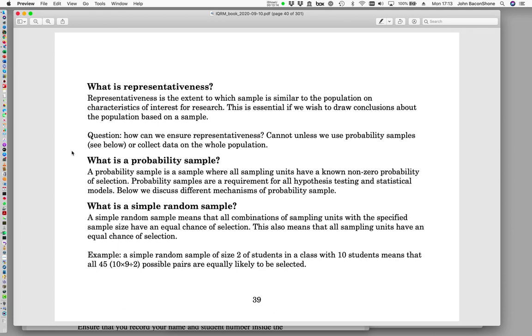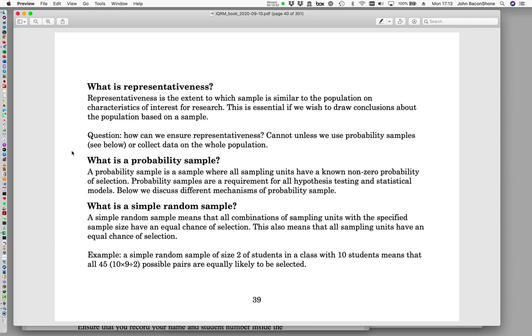So if I had a class of 10 students and I draw a simple random sample of size 2, that means I have 10 possible students to choose as the first one. There are 9 students left for me to select as the second one. So that's 90 different combinations, but I don't care which order they were selected in, so there are actually 45 different possible pairs of students in my class of 10 students. So there are 45 possible pairs, all of which are equally likely to be selected if I have a simple random sample.